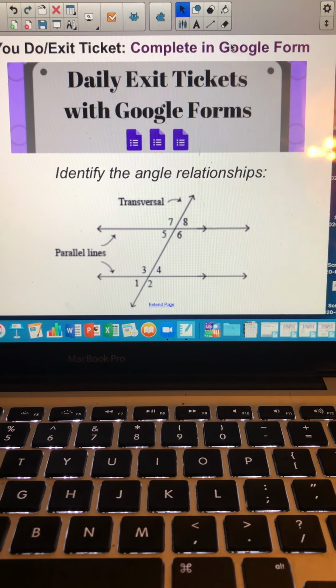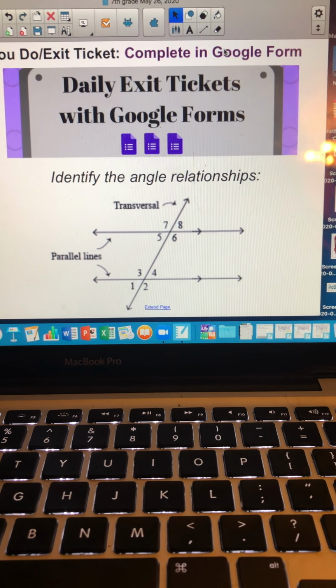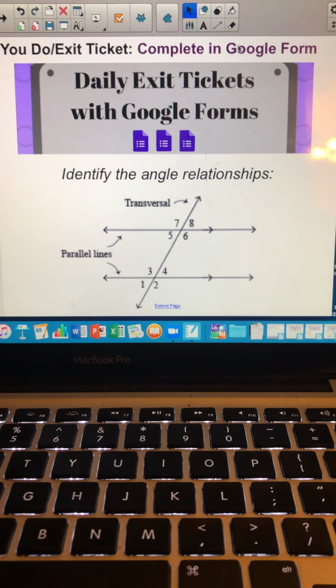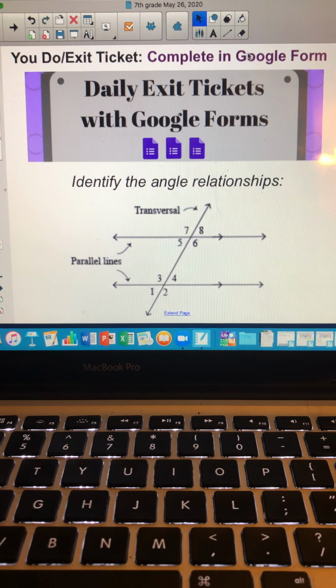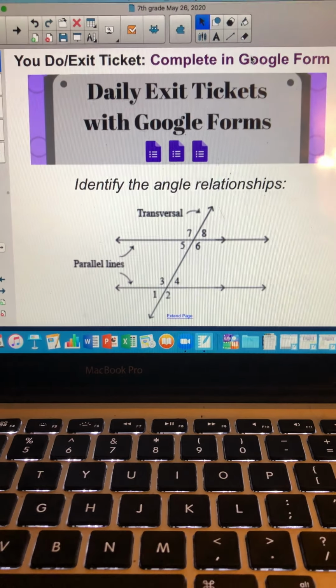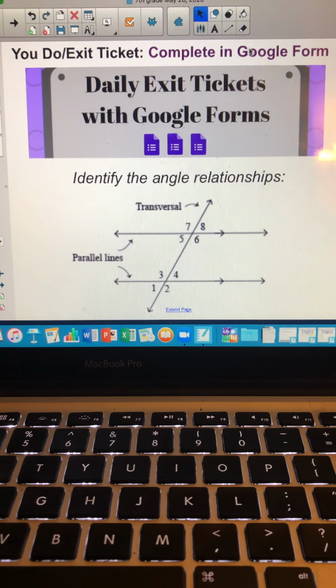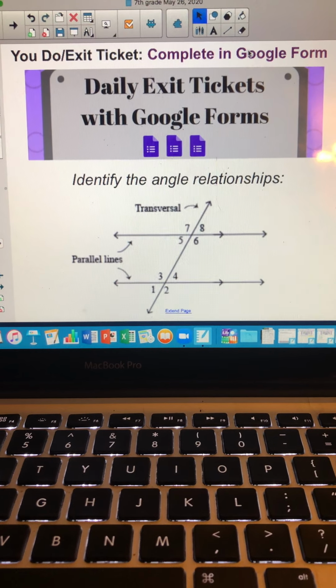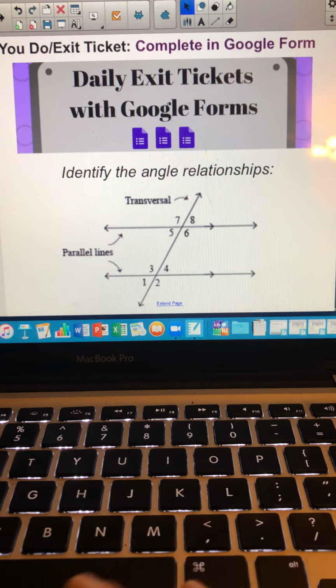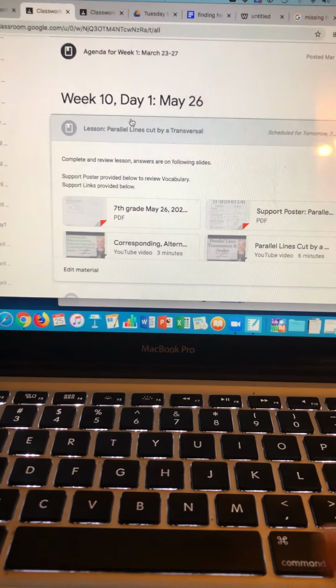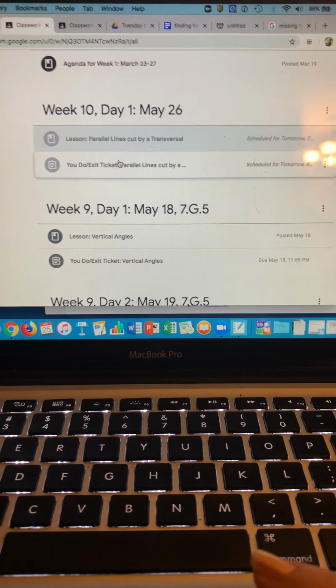So this exit ticket is really just reviewing the vocabulary word and identifying them in the picture. The only way you are going to be able to do this is by reviewing what I just showed you in the lesson, reviewing the lesson on your own, going through the video support links, and also looking at that poster I showed you before, because it's really just nailing down those vocabulary words and really understanding their meaning.